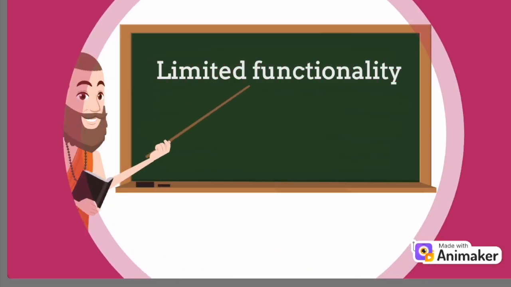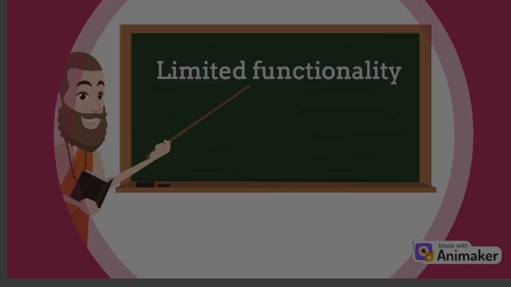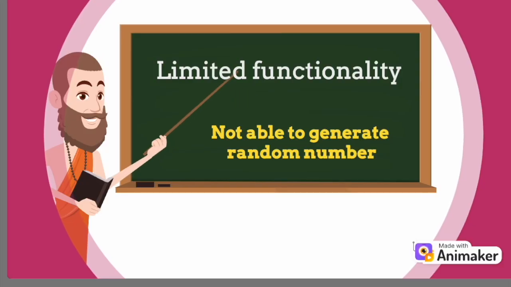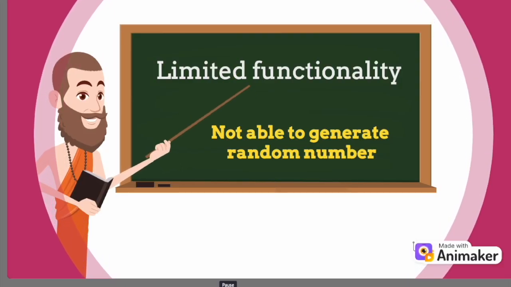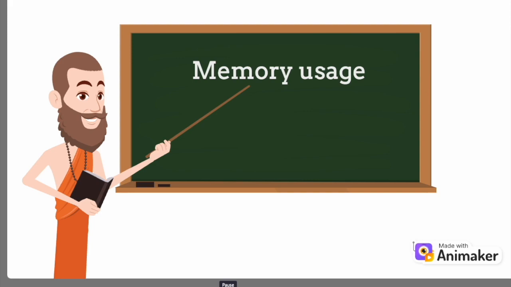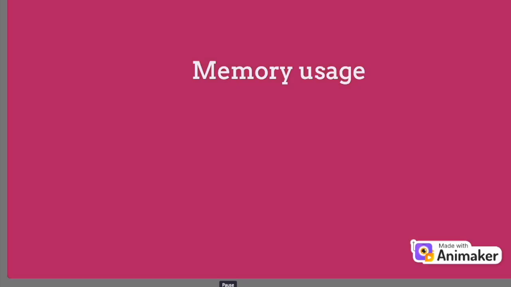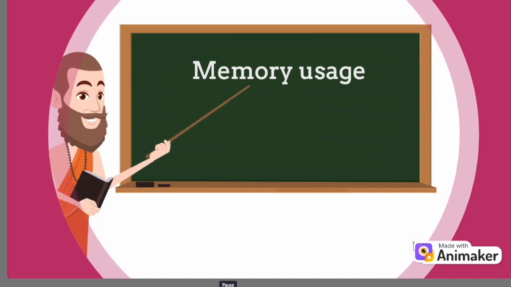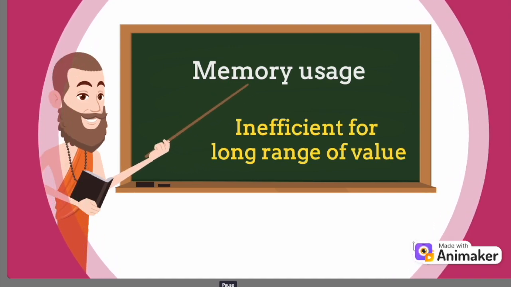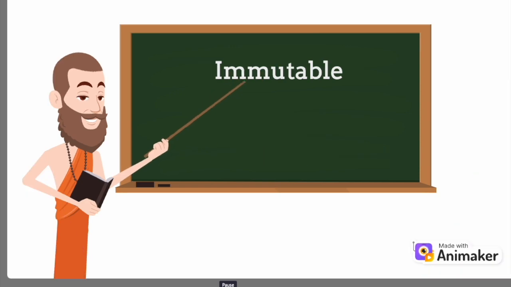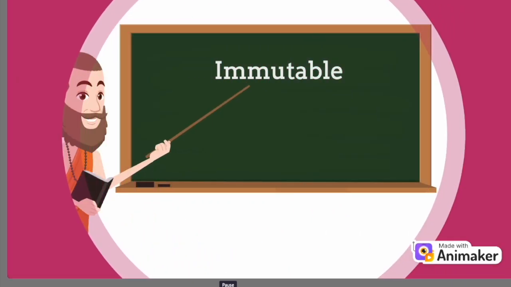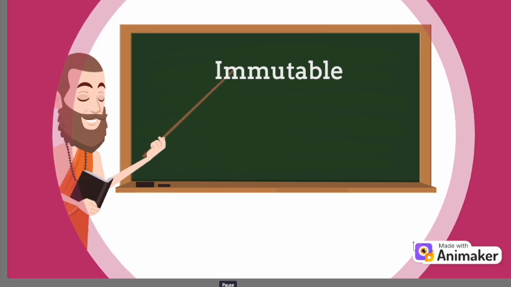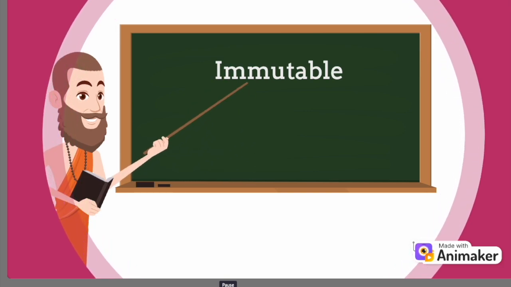The range function has limited functionality. It only generates sequential numbers; it is not able to generate random numbers. The range function generates the entire sequence of numbers in memory, which consumes a large amount of memory. So memory usage is one of the drawbacks of the range function. It uses lots of memory. Range is immutable, which means that once a range object is created, its value cannot be changed.